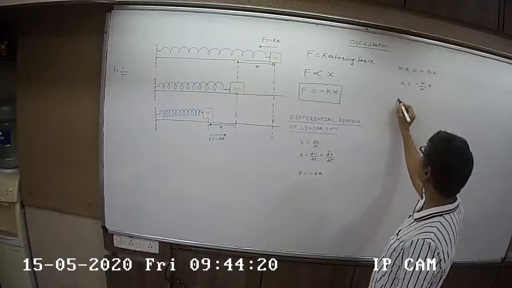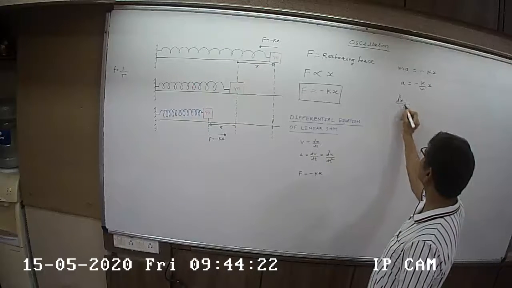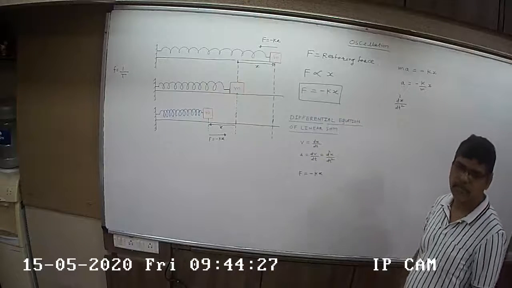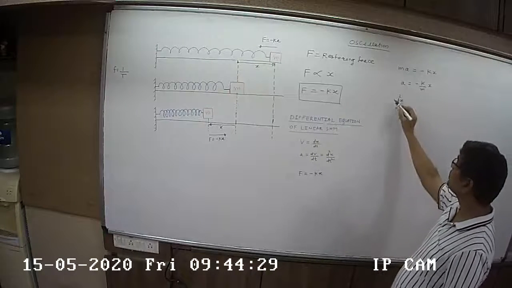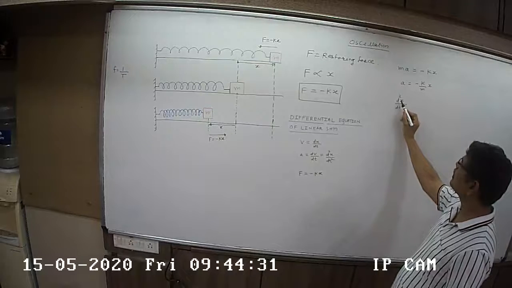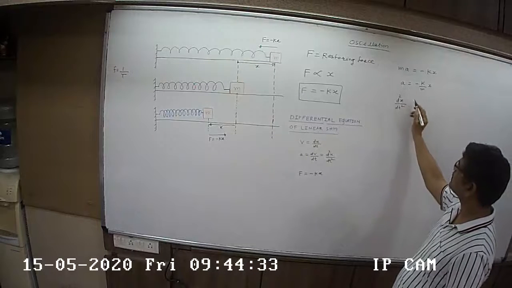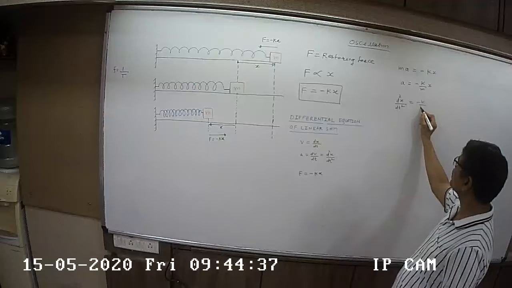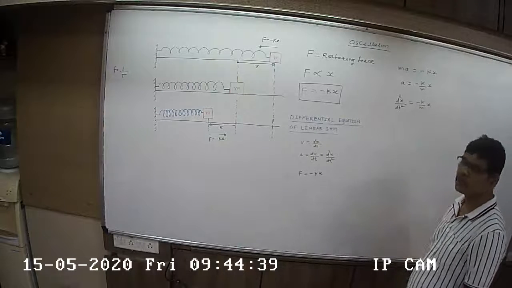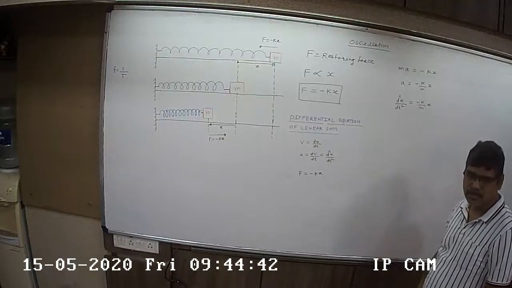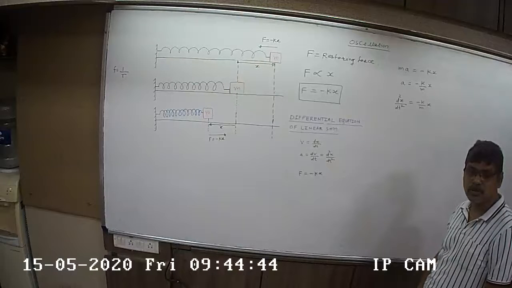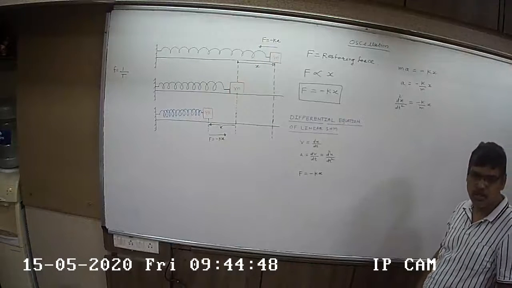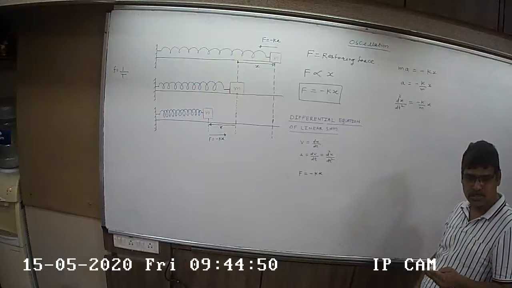But what is a? d2x upon dt square. So d square x upon dt square. What does it mean? It means double derivative of x with respect to time, that is acceleration, is minus k upon m into x. I said k is constant. K is sometimes called the force constant. Please remember that. M, the mass, is also constant. So k upon m is constant.